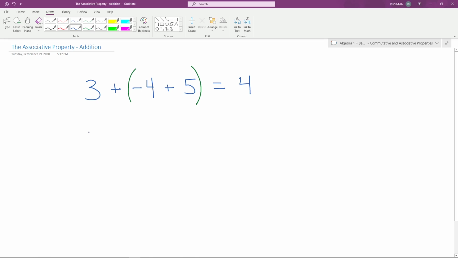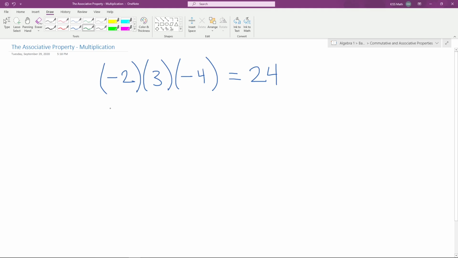Then plus 3 is 4. Now, what if the parentheses were in a different spot? So let's say we had 3 plus -4 in parentheses like this, and then a plus 5. So here we would have to evaluate this piece first. So 3 plus a -4, that's a -1, plus 5, and we still get our 4. So the associative property tells us that no matter where the parentheses are, we can swap that around and we would always get the same answer. This works for addition and multiplication, but not for subtraction or division.